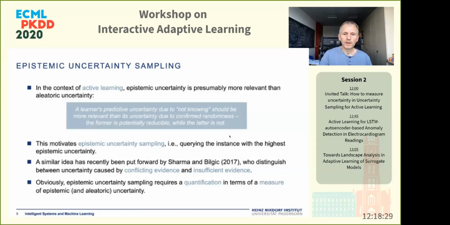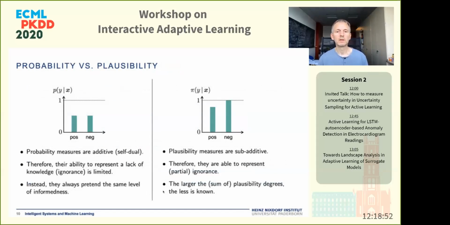And what the implementation of this idea of epistemic uncertainty obviously requires is a quantification of the amount of epistemic and also aleatoric uncertainty. That means a quantitative measure of epistemic uncertainty. This is what I would like to elaborate on a little bit. So I don't have so much time to explain everything in detail. This would really require a more lengthy discussion.